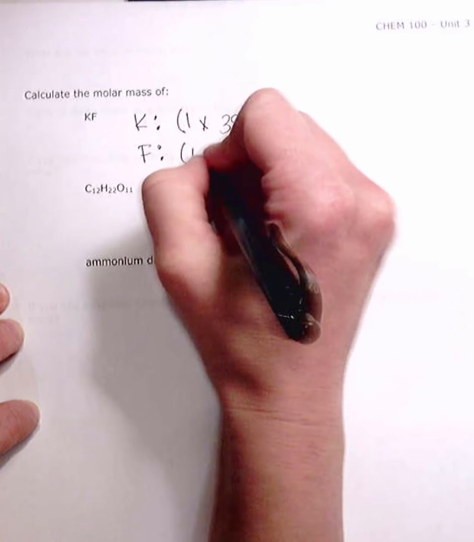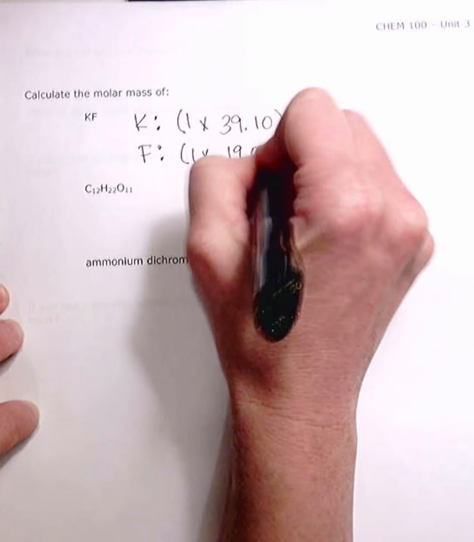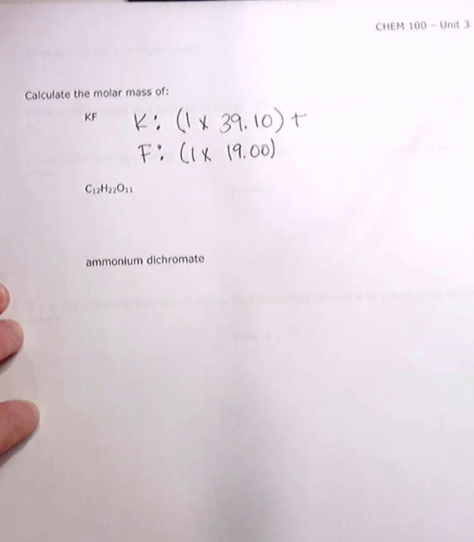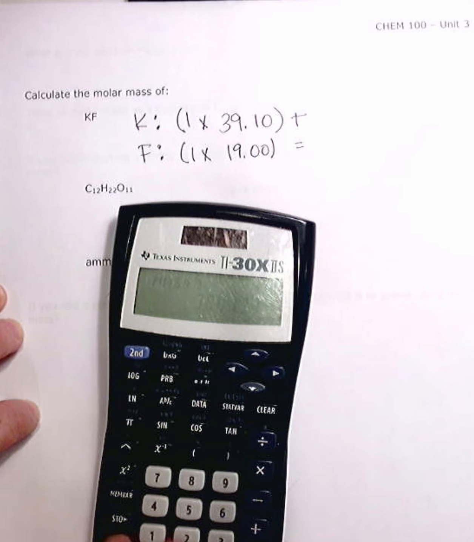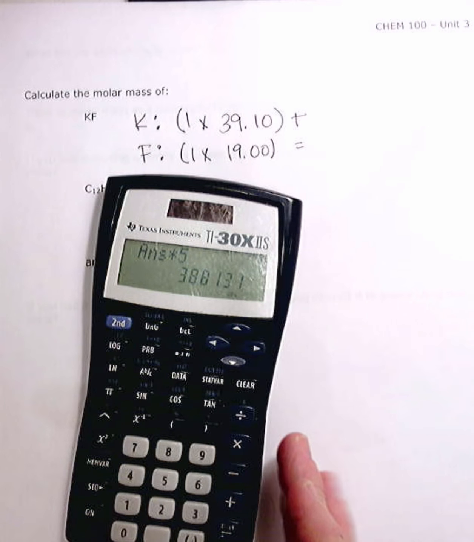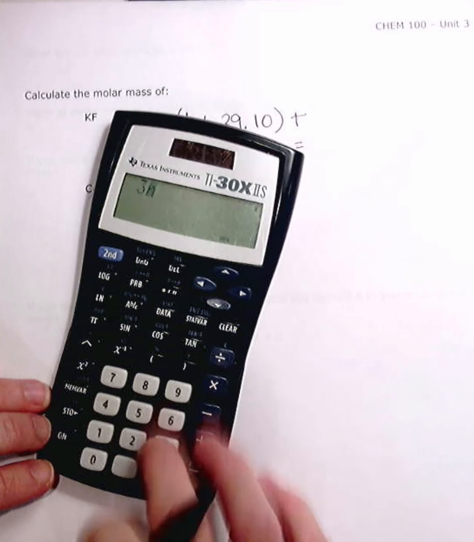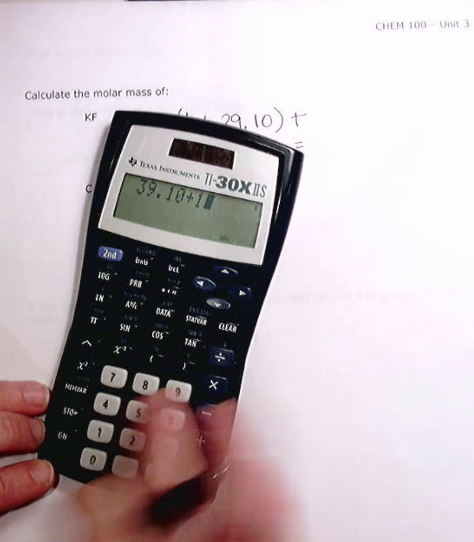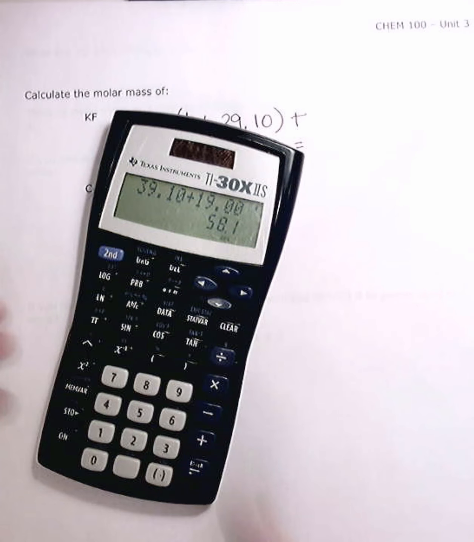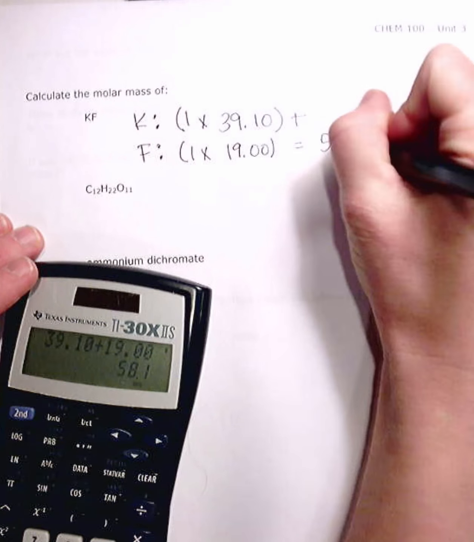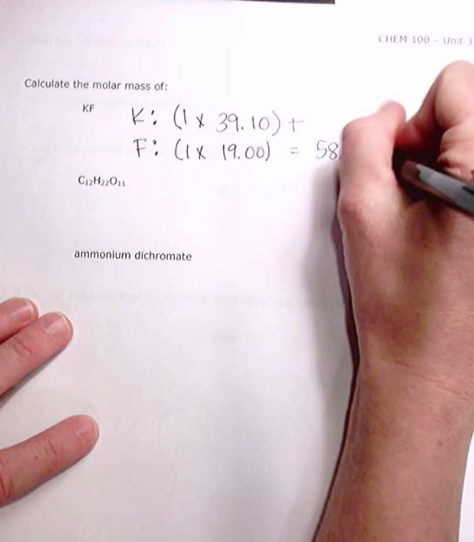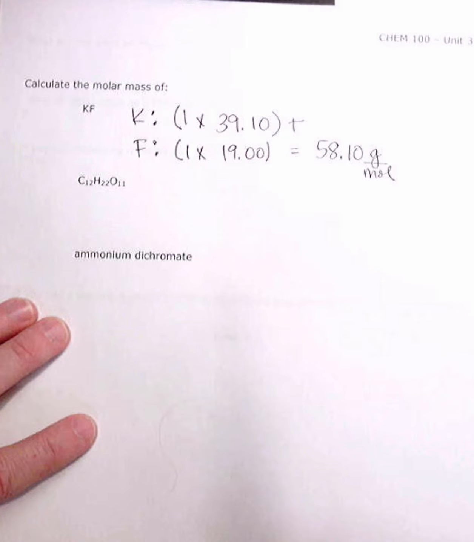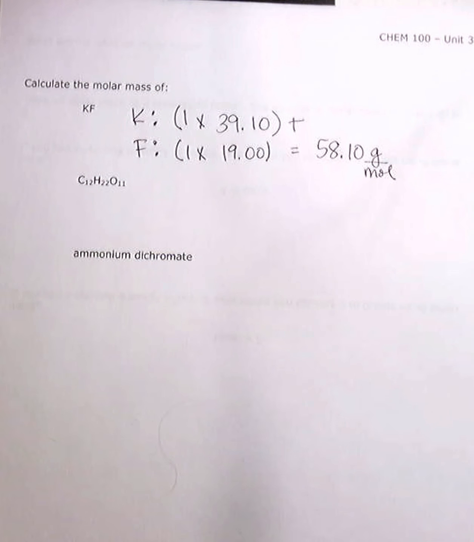And fluoride, there's 1 fluoride, and that's 19.00. Since we just have one of each, you can just add 39.10 plus 19.00 on your calculator. You don't have to put in the zeros, and you get 58.10. Now, what would the units on that be? The units would be grams per mole. Each compound is going to have a different molar mass because it's made up of different elements.